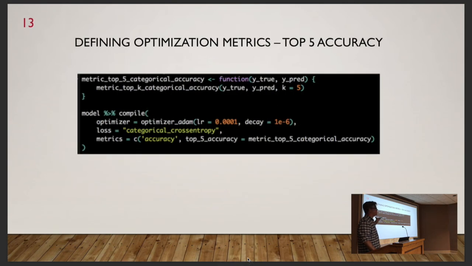Here the Keras package allows us to do great things, like define whatever accuracy metric we want. In this case, we're doing top 5 accuracy. We then compile our model. Again, this uses all the nice pipe magrittr things in R. We define how we want to optimize and retrain through backpropagation.